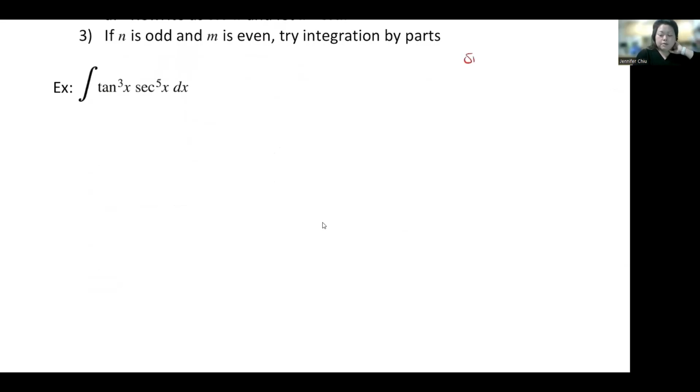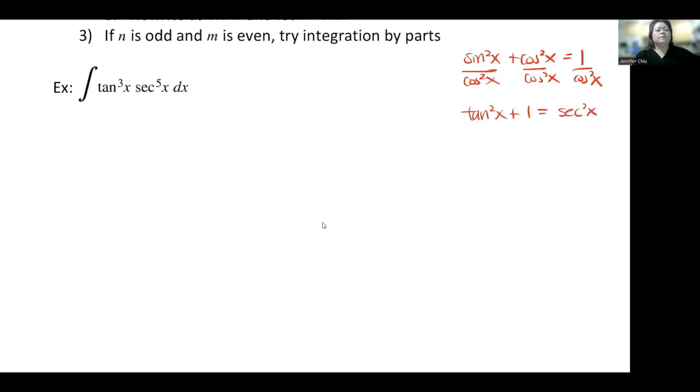So off to the side here, I remind myself sine squared x plus cosine squared x equals 1. If I divide everybody by cosine squared, and honestly, this is what I do every time, I don't spend time memorizing this. So I know this is tangent squared plus 1 equals secant squared. Okay, that means I know I can either manipulate the tangent or the secant. So I see that we have tangent is odd and secant is odd.